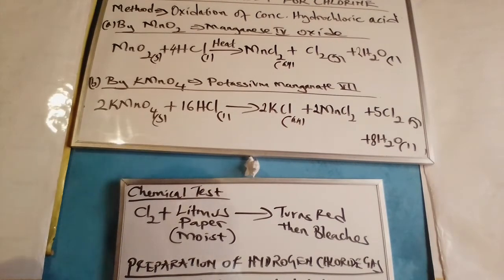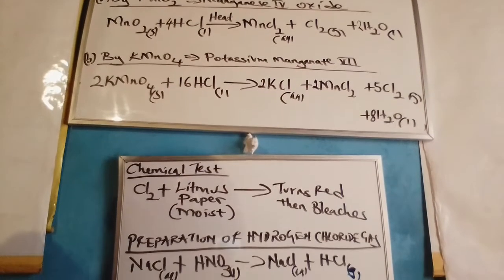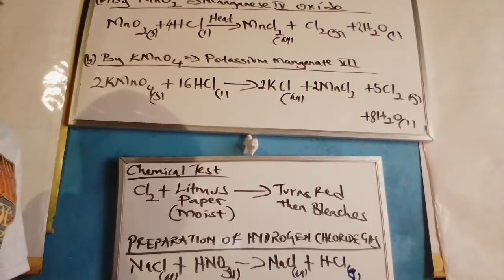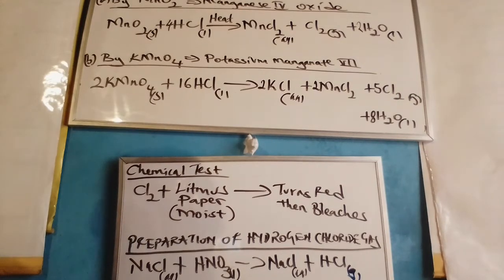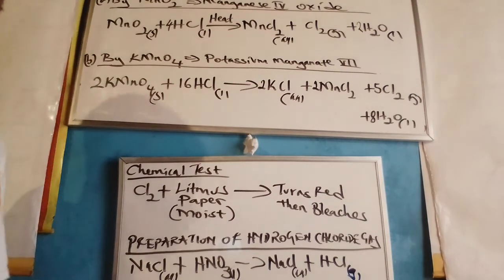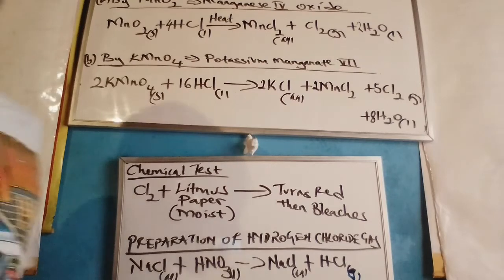And therefore, we have evaluated briefly the preparation of chlorine, the preparation of hydrogen chloride gas, and the preparation of HCl solution, and we have said that to prepare chlorine gas, you need oxidizing agents and concentrated hydrochloric acid. Number 2, we have looked at the chemical tests for chlorine, and we have said that to test for chlorine gas, we need moist litmus paper, where it turns the blue litmus paper red and then bleaches it. What about chloride ions?